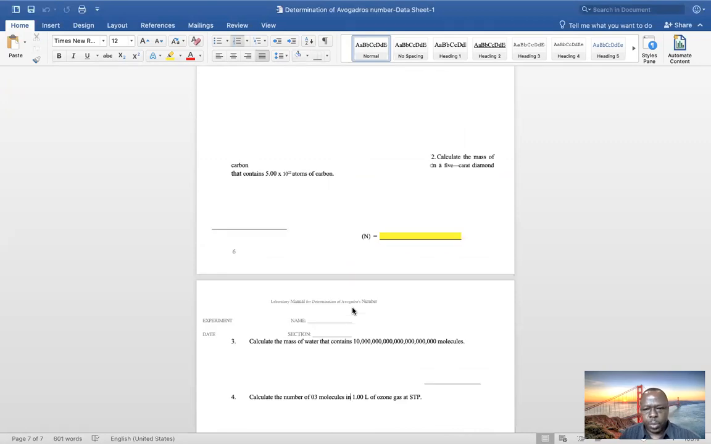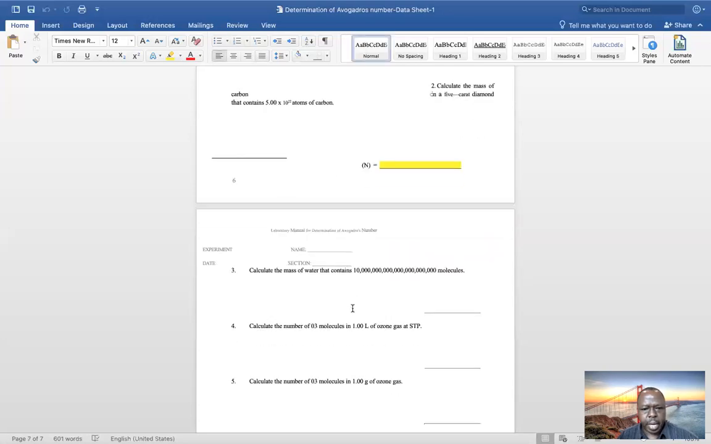Let me just go through some of the calculation here. Question 3 here, calculate the mass of water that contains these molecules. I went through this at the beginning.